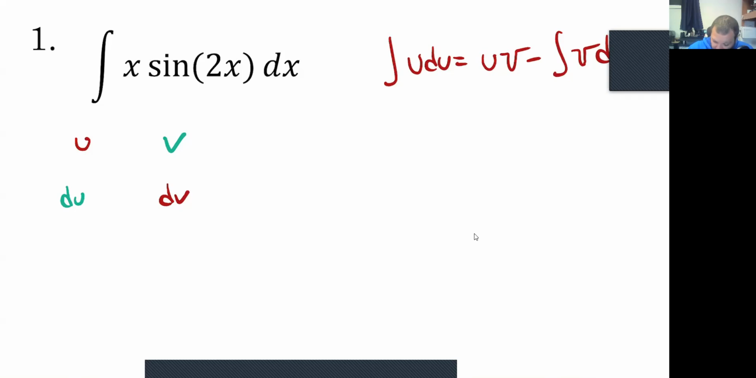So if we say, I don't know, let's make u equal to x, then du is going to equal just 1 dx, right? So dv then would have to be the sine of 2x dx. If we take the antiderivative of that, we're going to get negative 1/2 cosine 2x.